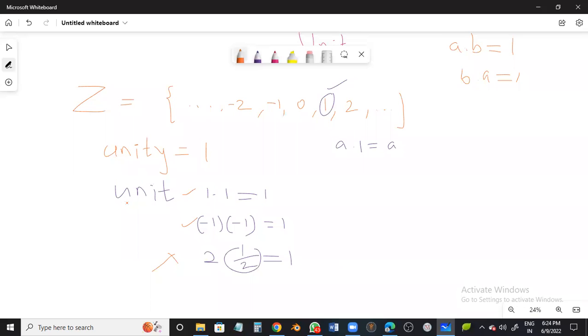So what are the unit elements in Z? Unit elements in Z are only 1 and minus 1. As you saw in the case of 2, the same thing you can observe for minus 2 also. The same thing you'll observe for 3, minus 3 and so on. So only 1 and minus 1. These are the elements which have an inverse. So they are invertible, means they are unit elements. Followed me now?